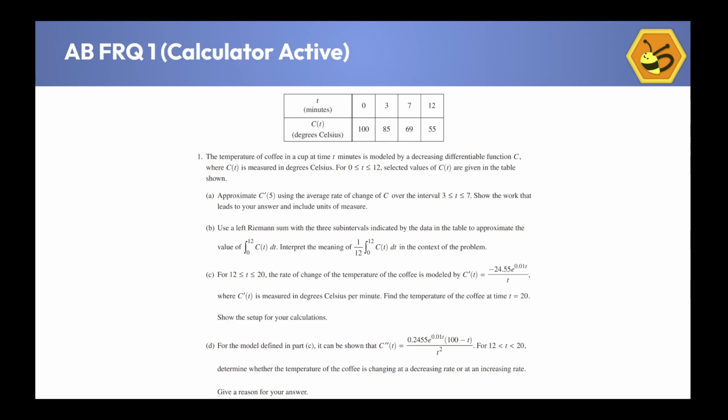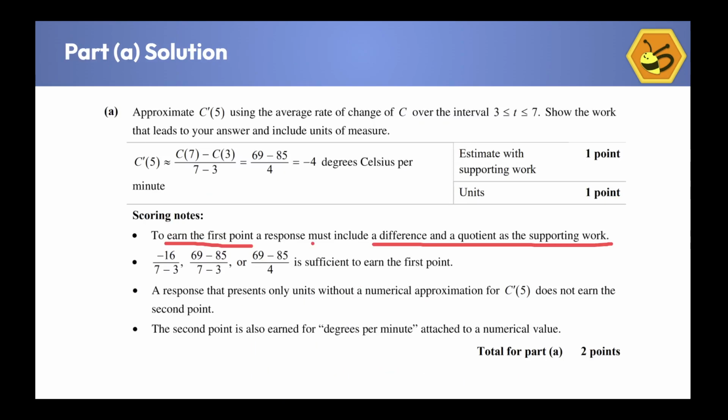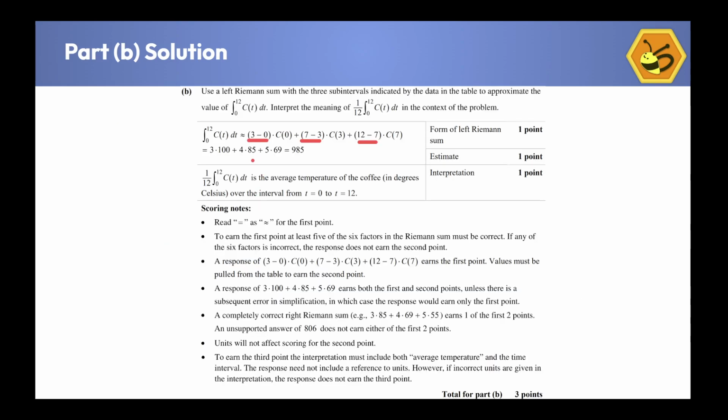I'm just going to put a screenshot in chat just in case you want to look at the question. Yes, you need to do 3 minus 0 instead of 0 minus 3. We can get 985 as our answer. So 1 point for the form of the left Riemann sum, so you have to write it out, and 1 point for the estimate. And as usual, you do not need to simplify.